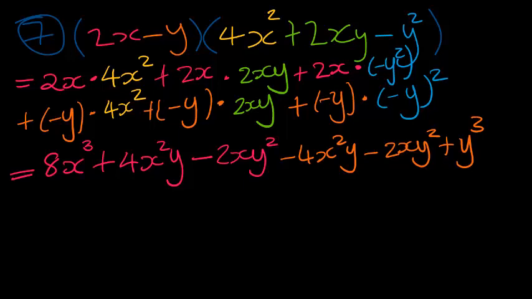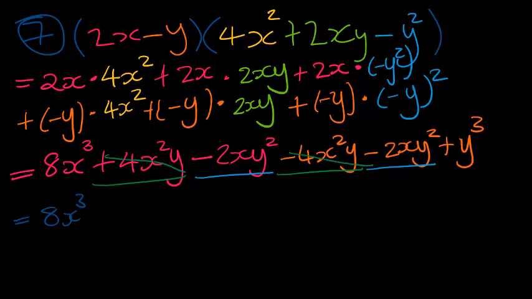Now I look for like terms. So I've got x squared y, and I've got xy squared, xy squared. So my answer is going to be 8x cubed plus 4 minus 4 is 0. So I'm not going to write anything in green because that cancels out.